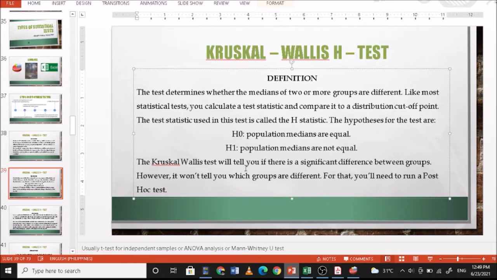The Kruskal-Wallis H test will tell you if there are significant differences between the groups. However, it won't tell you which groups are different. So for that, you'll need to run a post-hoc test. You can use the t-test for independent samples or the Mann-Whitney U test, so you compare each independent group to one another.